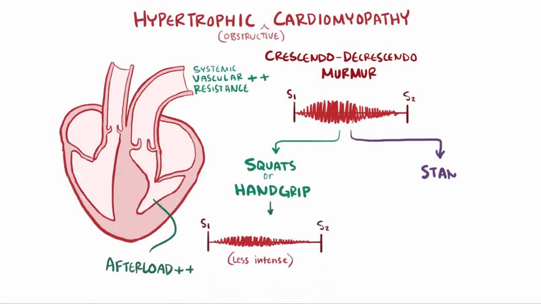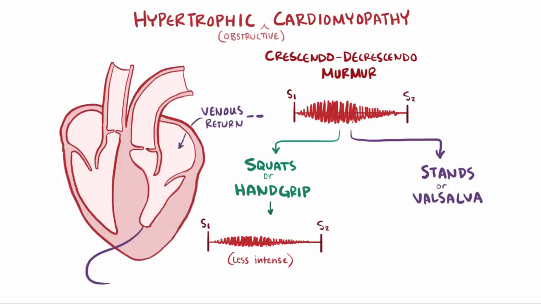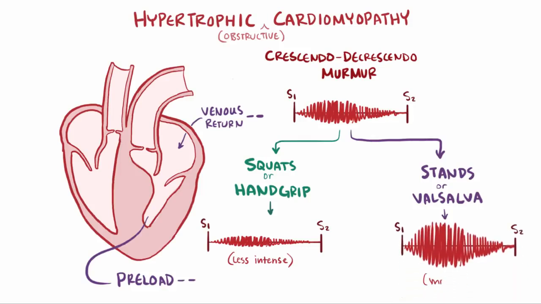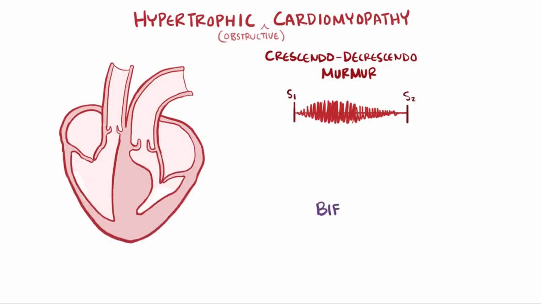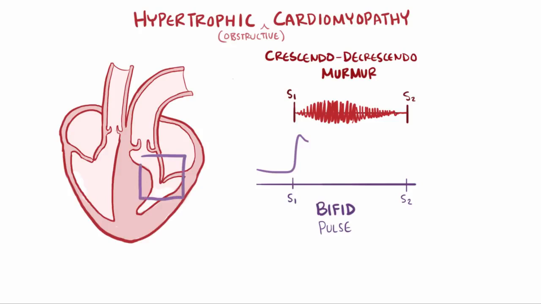If the person stands upright or does a Valsalva maneuver, though, venous return decreases, which decreases preload, right? Meaning that less blood stretching out the ventricle before ejection, and that obstruction gets larger, which means the murmur's intensity increases. Also, people with obstructive hypertrophic cardiomyopathy might have a bifid pulse, where two pulses are felt, and this is from the mitral valve moving toward the outflow tract and causing increased obstruction mid-systole.